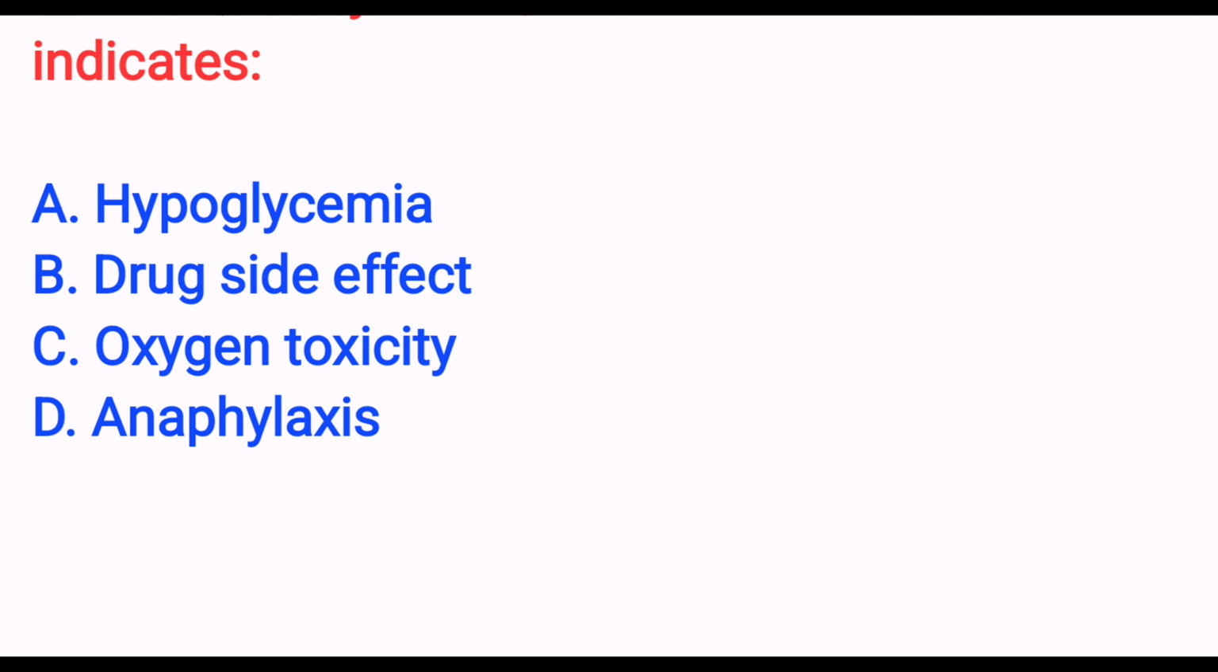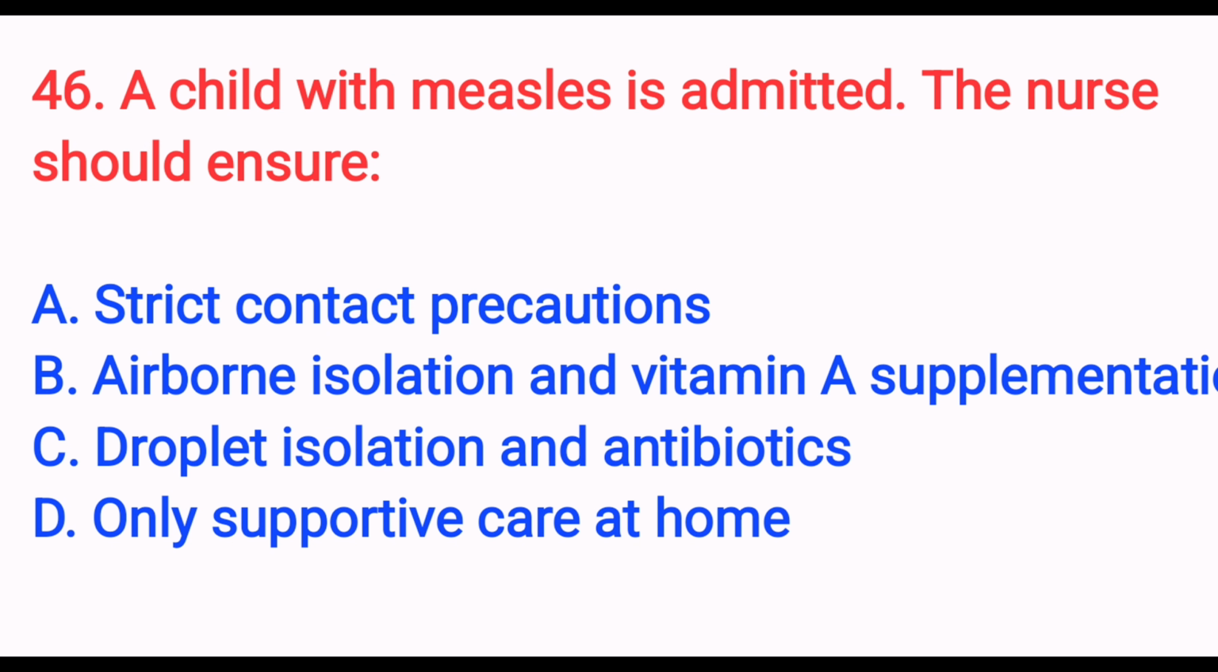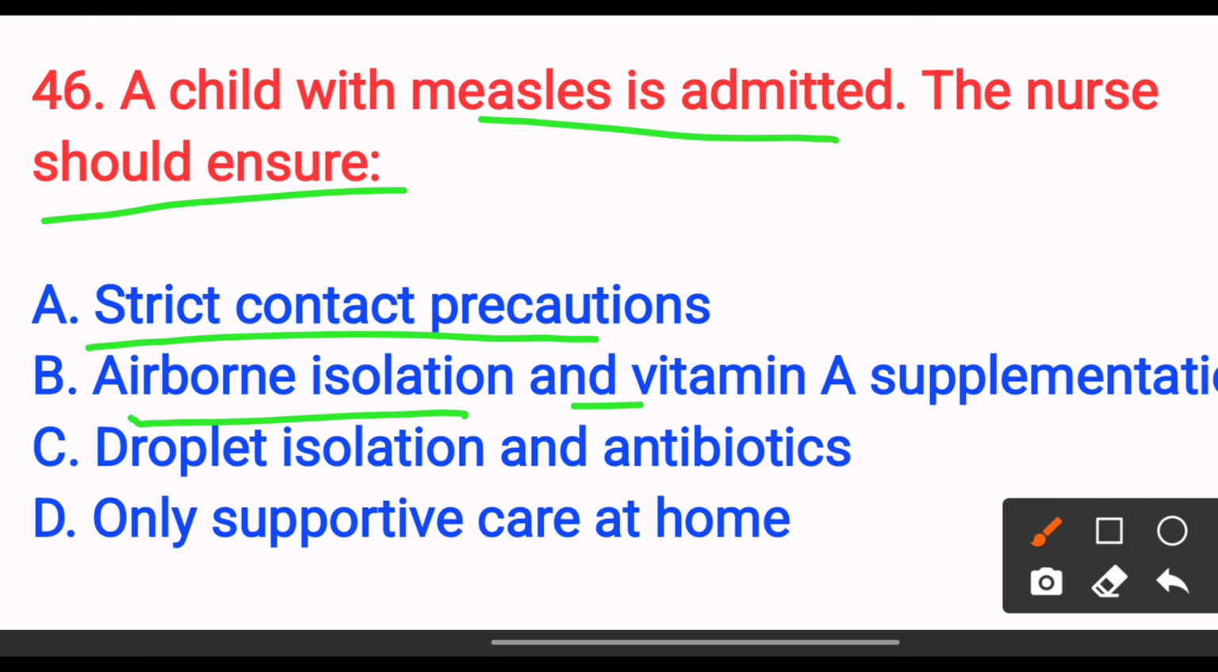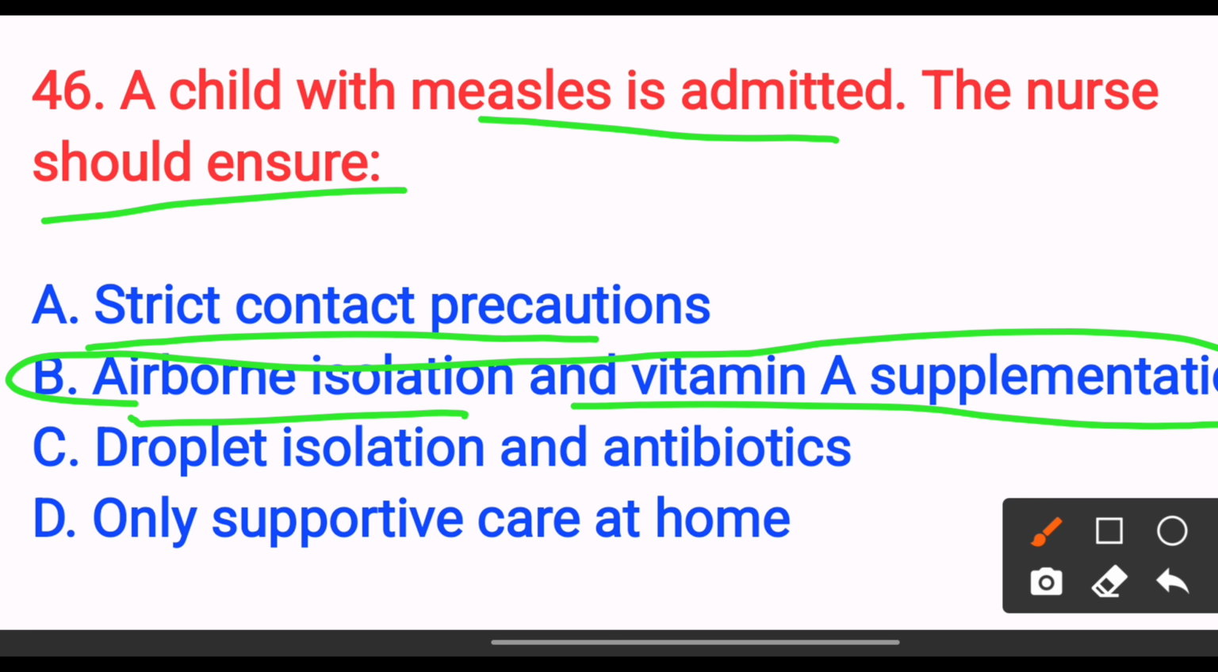Next, a child with measles is admitted. The nurse should ensure: option A, strict contact precaution; option B, airborne isolation and vitamin A supplementation; option C, droplet isolation and antibiotics; option D, only supportive care at home. The answer is option B, airborne isolation and vitamin A supplementation, because measles spreads by the airborne route and vitamin A reduces the severity.